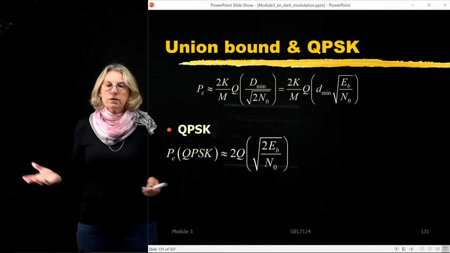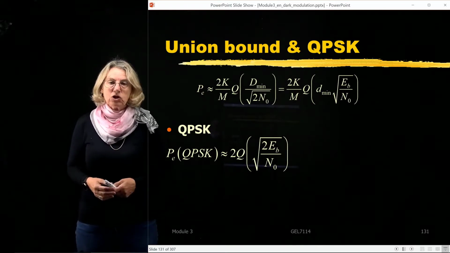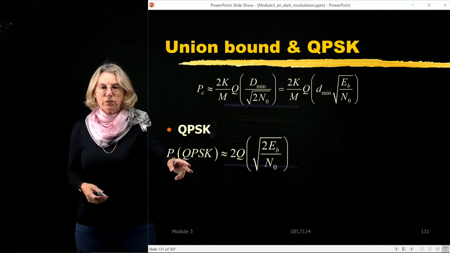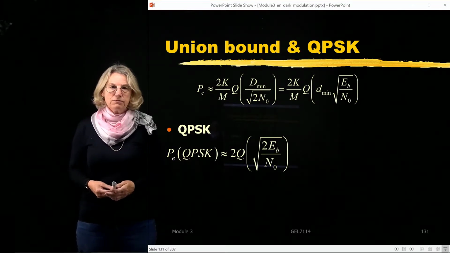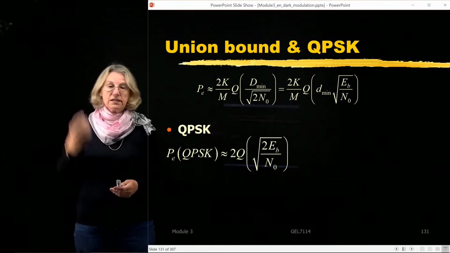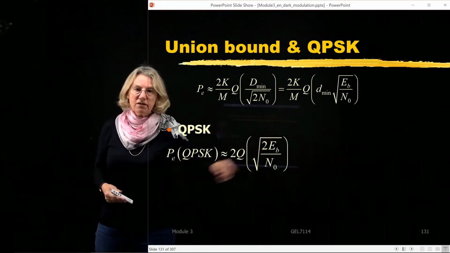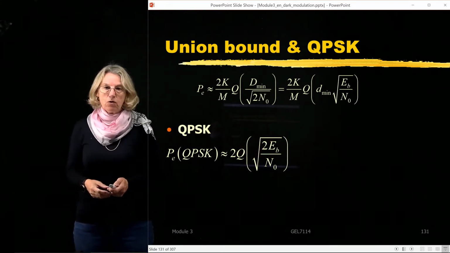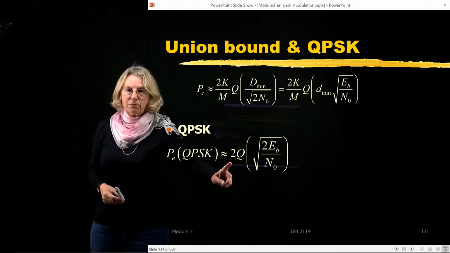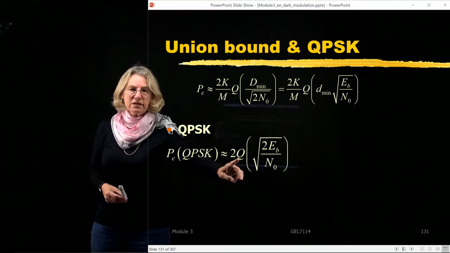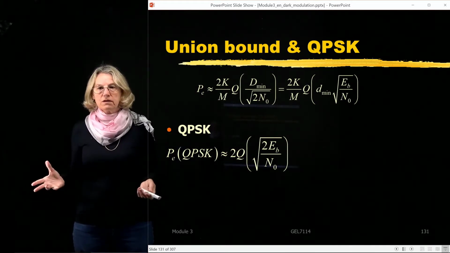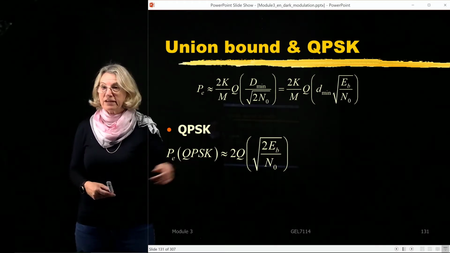So let's look at the union bound and what it tells us about QPSK. Here's the general expression for the union bound, and here it is when we plug in the values for dmin and k for QPSK. So QPSK is basically the Q function of the square root of 2 Eb over N0. And the multiplicative number in front is really not very important because this Q function has an exponential decay, which is much more important than the multiplicative factor in front.